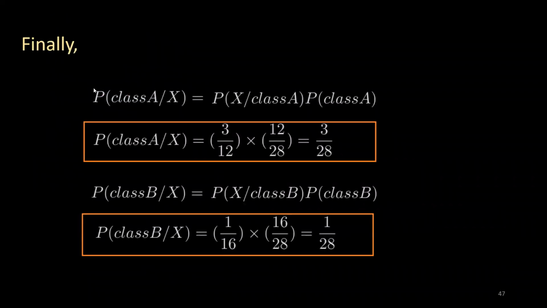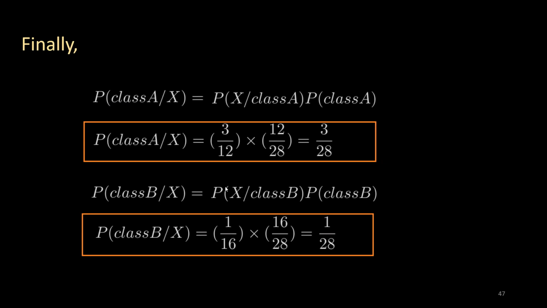Now it's time to calculate the conditional probability, that is, given a data point of feature X, what is the probability that it belongs to class A? This will be equal to the class conditional probability of class A times the prior probability of class A. We have already calculated both these values, so we can multiply them, and when we solve, we get 3 by 28. This 12 will be cancelled out with this 12, and we are left with 3 by 28.